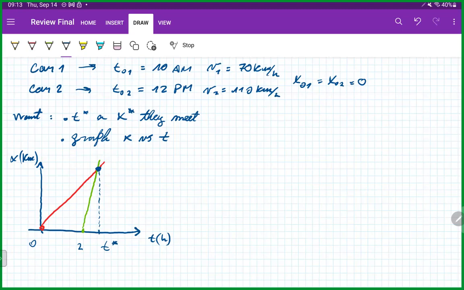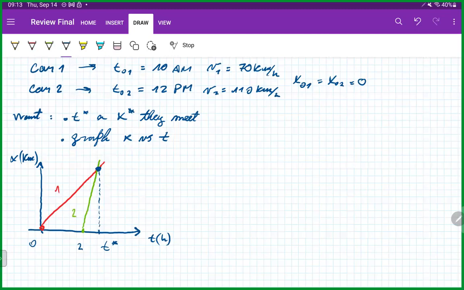Is there any questions about that idea of the graph? Of course, this is a straight line because there's no acceleration, so the slope of that, the derivative of the position, is going to be the velocity, and the velocity is constant. So we have a linear dependence of position with respect to time. Is that okay? Cool. And so this is car 1, and this is car 2, right?